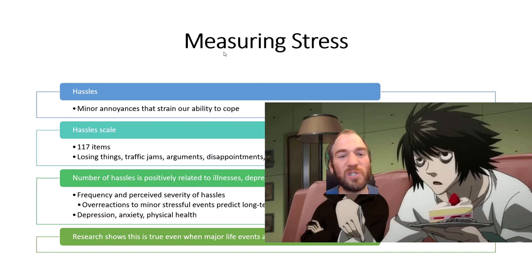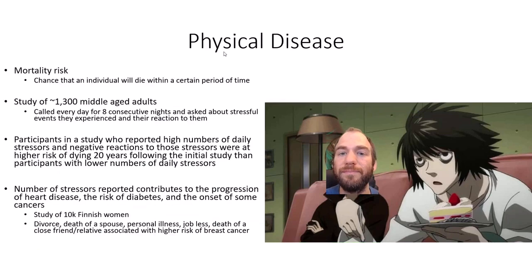If I lose my keys and I just start punching holes in the wall, that's kind of overreacting on a behavioral level. But you can measure those overreactions and the amount of hassles one experiences, combine them, and see if those two things predict psychological disorders. Research has found that the number of hassles is positively correlated: as the number of hassles increases, the risk of depression also increases.